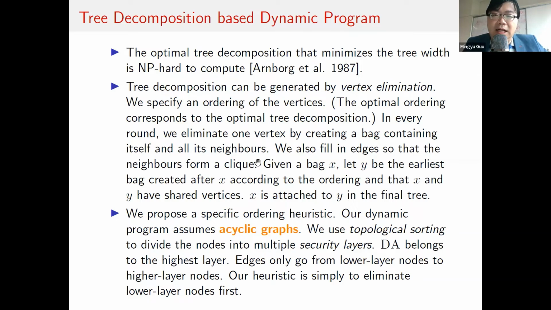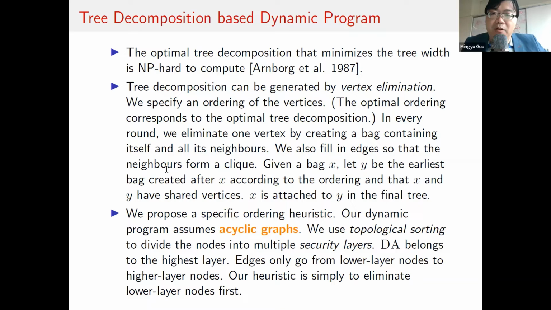And the way to connect the bags together is: given a bag X, let Y be the earliest bag created after X according to the ordering such that X and Y share some vertices, then X is attached to Y in the final tree. So basically, we have a heuristic for generating a tree decomposition, but this is only a heuristic because we don't know the optimal ordering. If we knew the optimal ordering, we would be solving this NP-hard problem, okay?